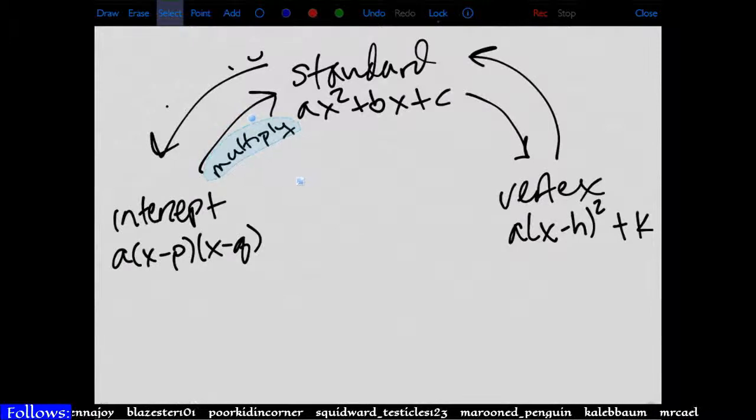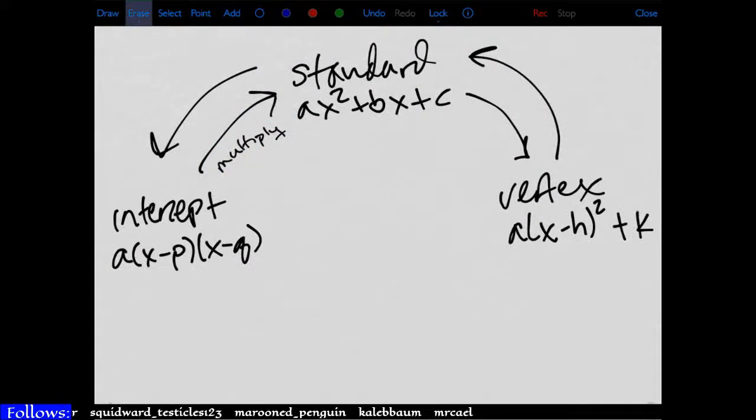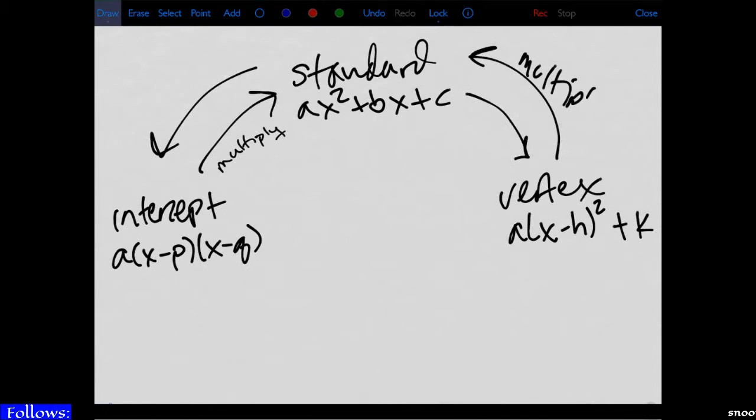So we want to multiply to go from intercept to standard, not from standard to intercept. We do the same thing to go from vertex to standard. We multiply. Just multiply everything out. If you ever need to get something into standard, multiply, distribute as much as you can. That will get you to standard form.